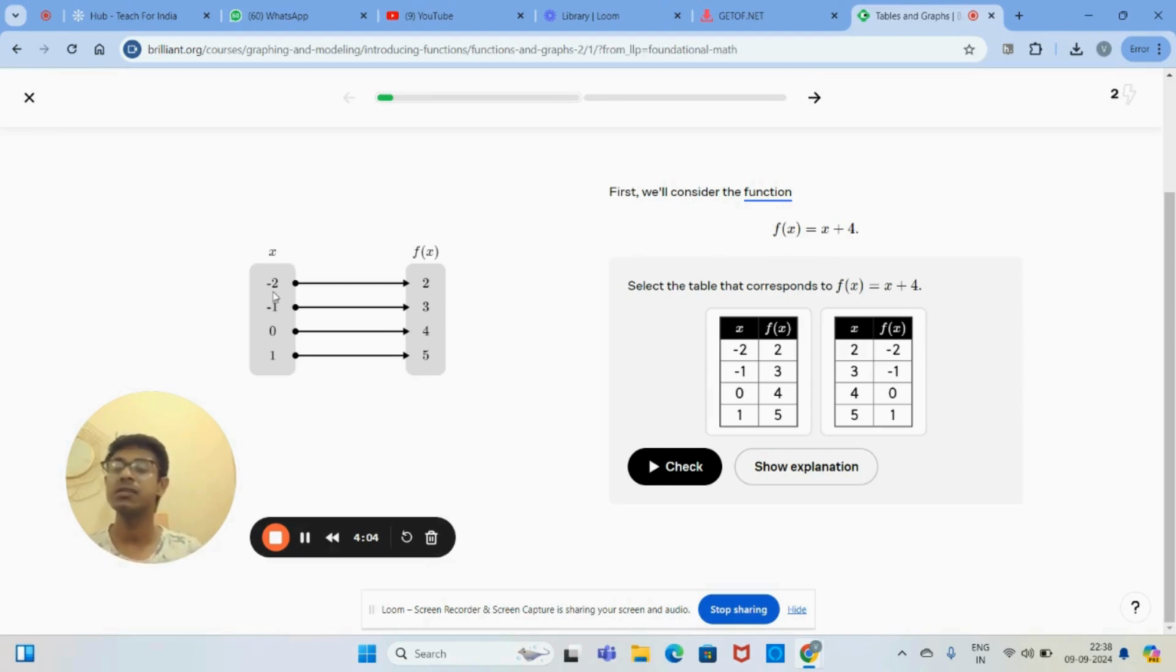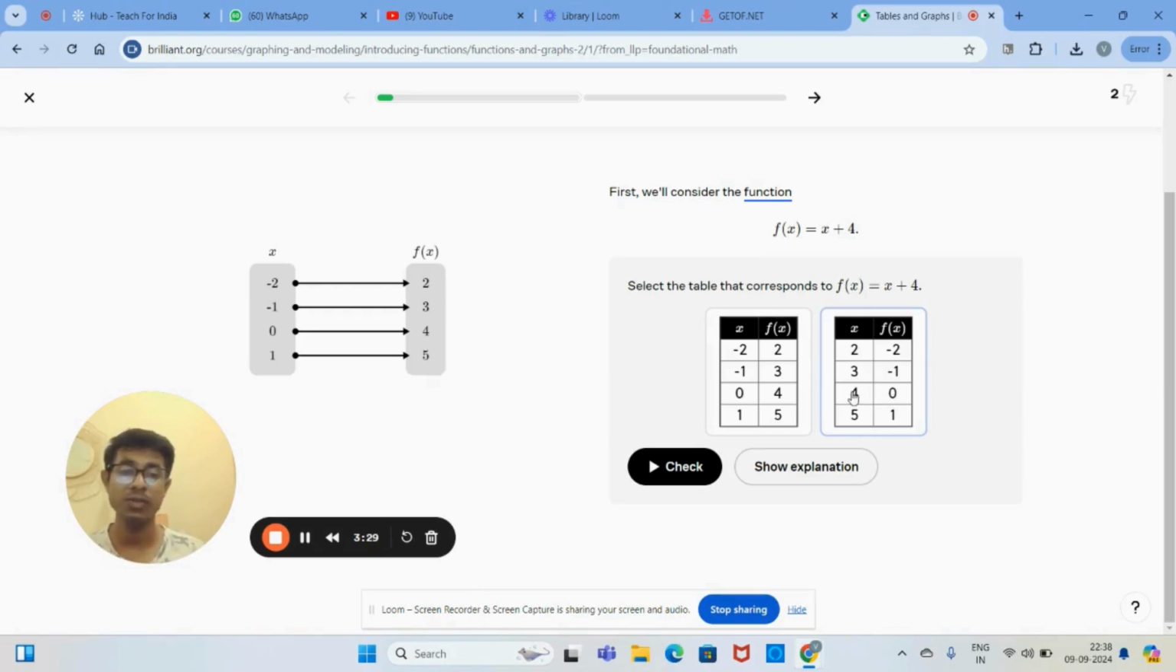For example, you see here we have minus 2 as our input. So minus 2 plus 4 is plus 2. If you take 0, it's 0 plus 4, which is 4. Now they have a question over here. They're asking to select the table that corresponds to f of x equals x plus 4. I can see that the first table matches exactly the mapping that we have here, and table 2 is different, right?